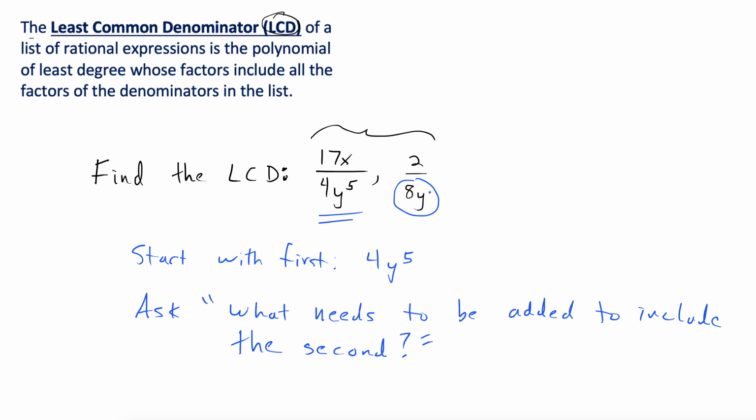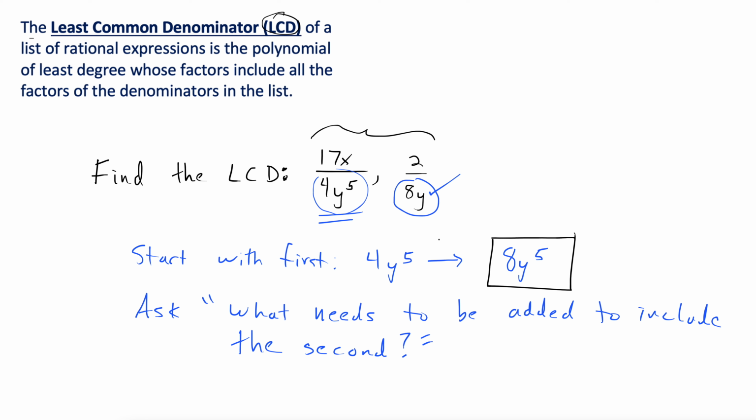Well, the y is already included, right? We have y to the fifth, so y is definitely good. We don't have 8, we only have 4. So if we move this up to 8y to the fifth, now the 8 includes the 8, and the y to the fifth includes the y, and the 8 also includes the 4, because 4 divides 8. So 8, and clearly y to the fifth includes y to the fifth. So 8y to the fifth includes all the denominators in the list.